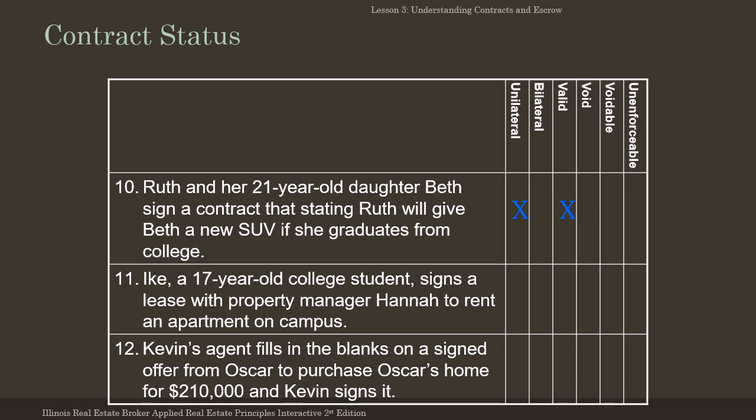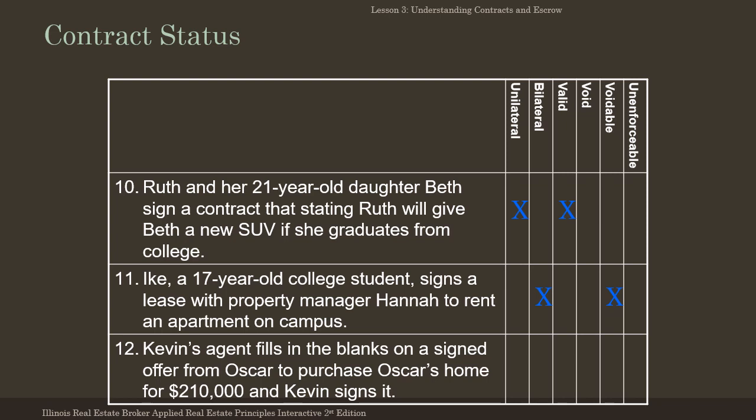Ike, a 17-year-old college student, signs a lease with the property manager, Hannah, to rent an apartment on campus. Okay, again, now he's 17. So we do have a bilateral contract in that we have a contract between a tenant and the property management company for that particular unit. But we would have a voidable contract. That 17-year-old college student, if he wanted to, could call up the property management company and say, by the way, I'm 17, I want my money back, and they'd have to return it. After he turns 18, Ike wouldn't have an opportunity to do that. But before he reaches his majority of 18, he can walk away from it.